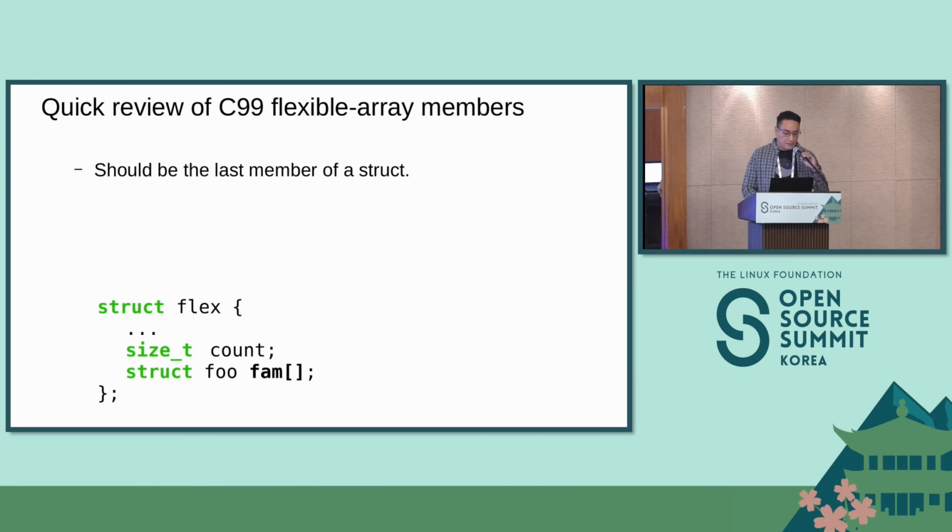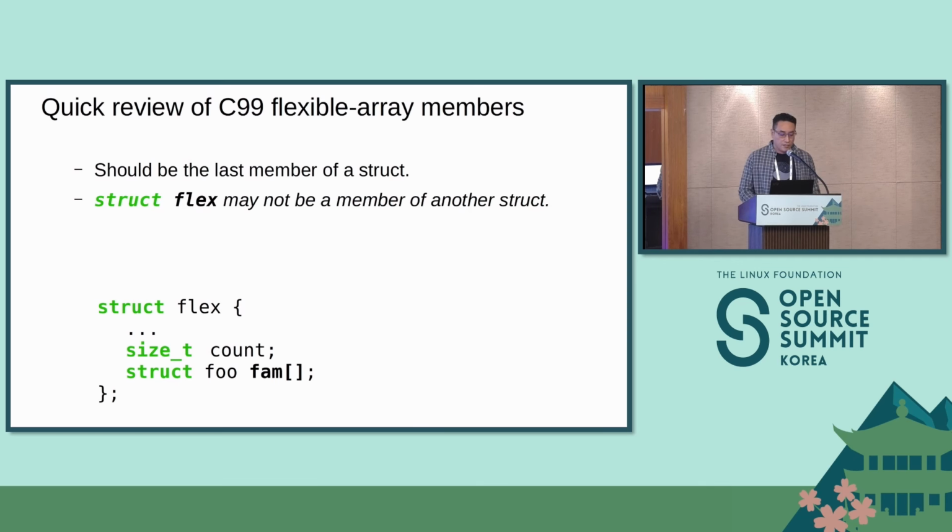This is just a reminder for people who couldn't attend my presentation yesterday. When we need to use a flexible array member in a structure, one of the requirements is that this object has to be the last member of any containing structure. Another important thing to keep in mind, and crucial for this presentation in particular, is that an instance of a flexible structure may not be a member of another structure. So this is what the C language says.